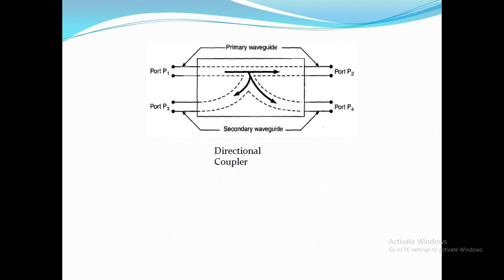It consists of a primary waveguide, that is a main waveguide, and a secondary waveguide, that is an auxiliary waveguide. Most couplers sample the energy traveling in one direction only. However, directional couplers can be constructed that sample energy in both directions, so that it is called a bidirectional coupler, and these are widely used in radar and communication systems.